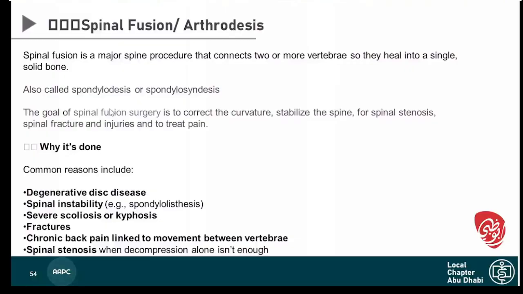Allograft means that it is not self, that is harvested from another person. Okay, that is allograft. Then it may also be synthetic. For example, DBM putty, which we commonly use in spinal fusion procedures.